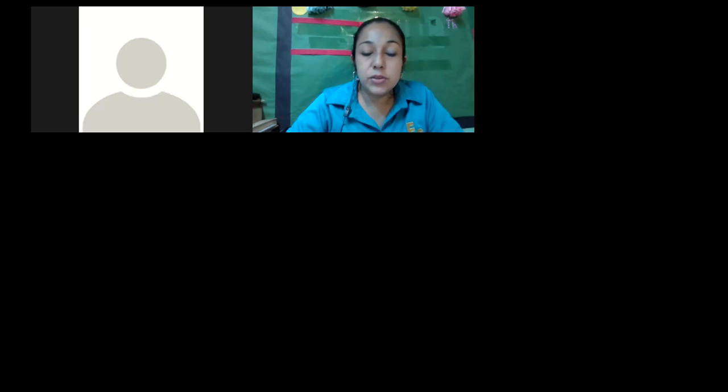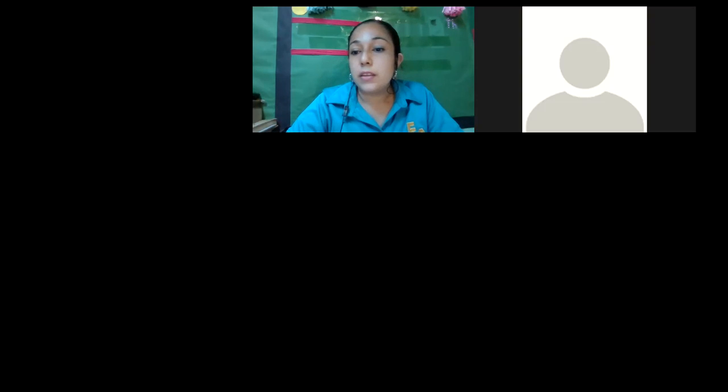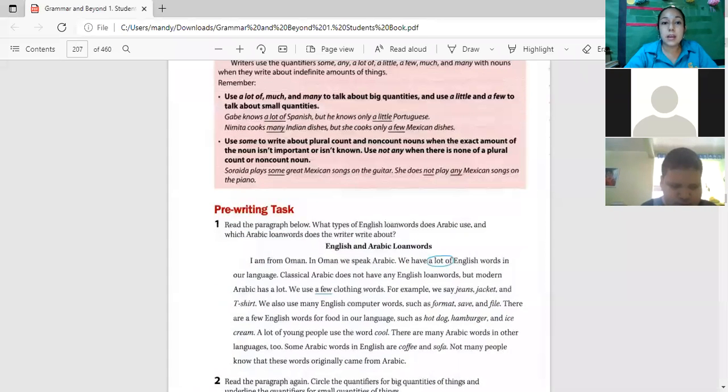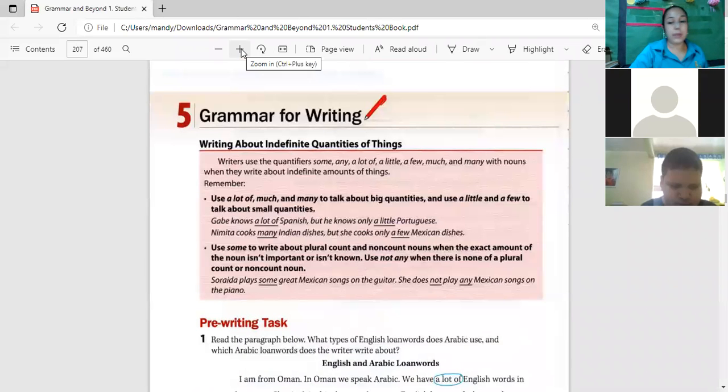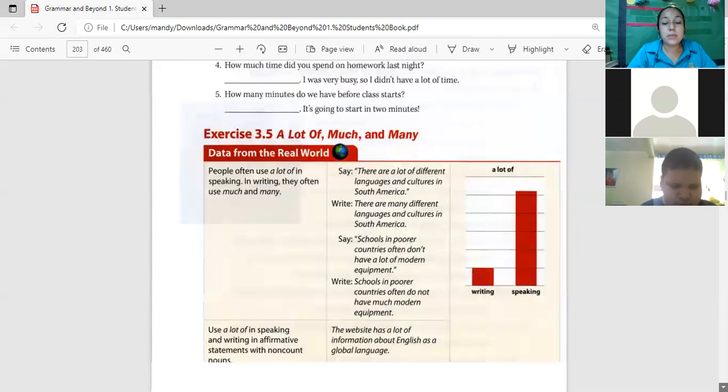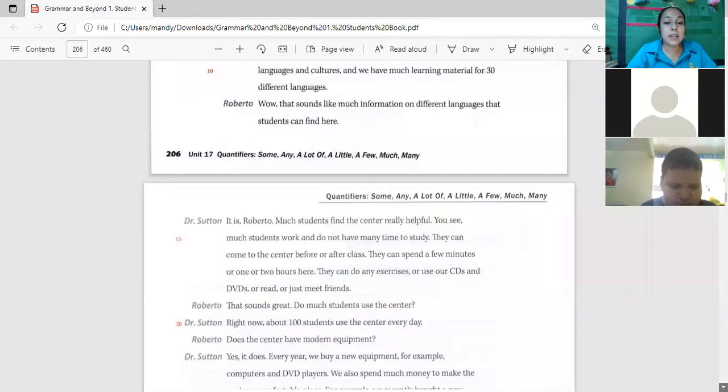So the last class, we didn't finish one of the exercises of unit number 17. This is the last part, grammar for writing, point number 5. We didn't finish this part, so we complete it today. You have it on page 208 of the second part of the book. Let's start with this one, and then we continue with the next unit, unit 18. Part number 5, grammar for writing.